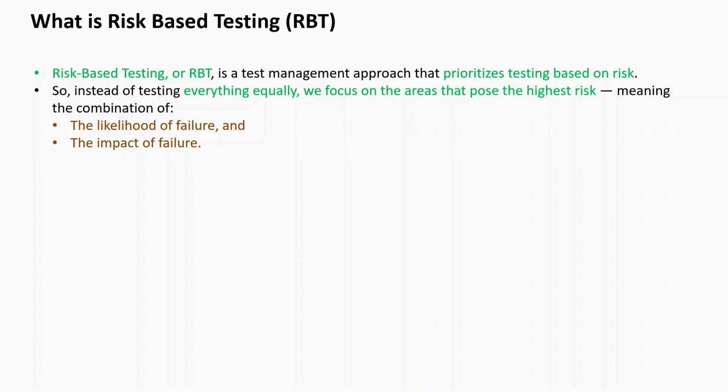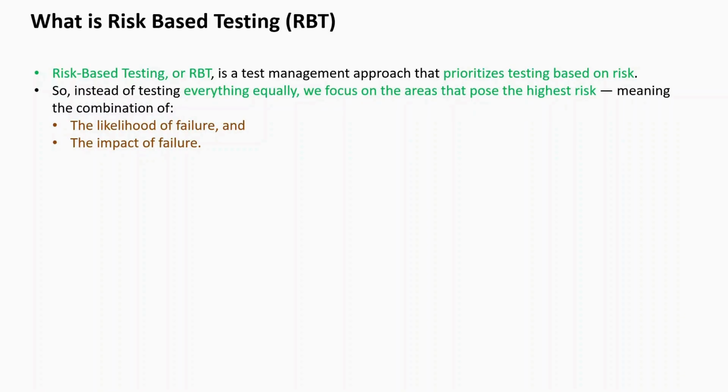Risk-based testing, in short RBT, is a test management approach that prioritizes testing based on risk. The idea here is very simple. Not all parts of the application are equally important or equally prone to failures. So instead of testing everything equally, we focus on the areas that pose the highest risk.